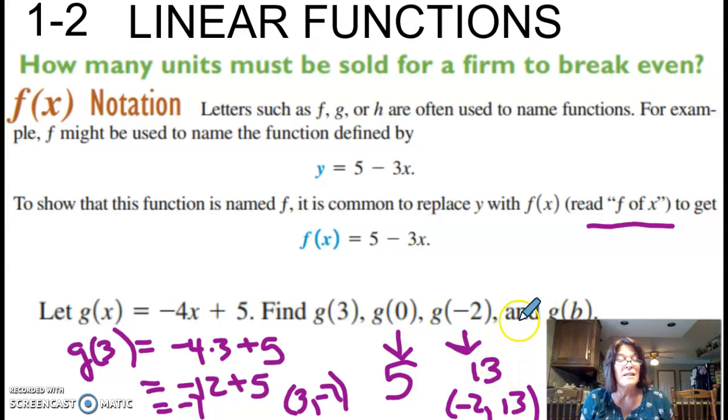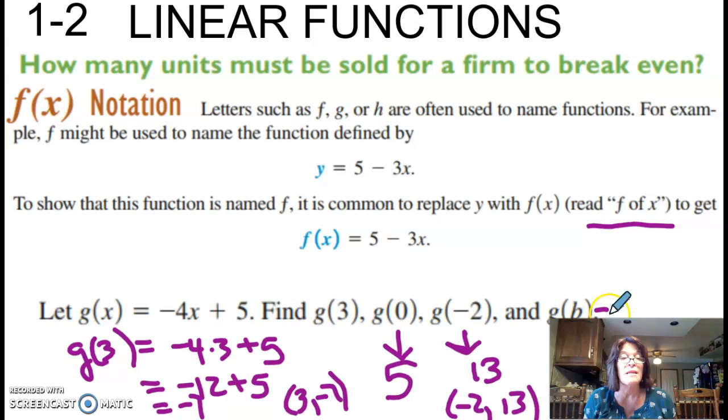G of b, that's a little bit more awkward. I'm just putting b in for x. So g of b is negative 4b plus 5. Sometimes people have trouble with that, when in some ways it's easier. I didn't have to actually do any math. I just had to put b in where the x was. So instead of negative 4x plus 5, it's negative 4b plus 5. It might seem silly, but sometimes that does come into play. Okay, so that's the notation. It's called function notation, f of x notation, instead of the y.